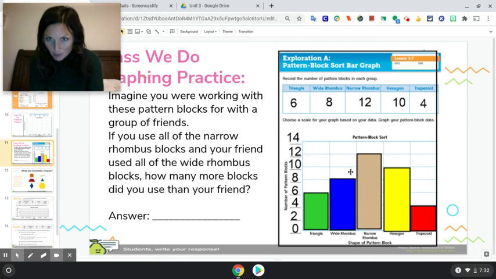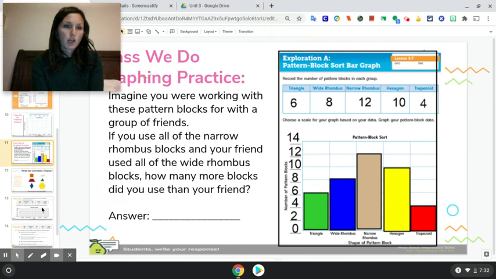So I'm going to count up and see how many I need to get to 12. So here's 2, 4, right? 8, 9, 10, 11, 12. So I used 4 more blocks than my friend. Okay, so that's what we should be filling in here. So when it says how many more, right, you're trying to figure out the difference here.